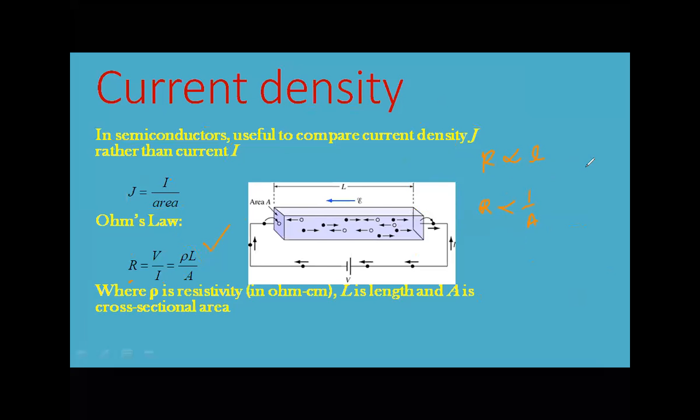If the length is high, the wire is longer, so resistance is more. If the cross-sectional area is high, resistance is lower. Okay, it is inversely proportional to the cross-sectional area.